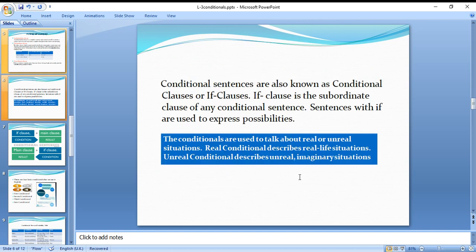Now, conditional sentences are also known as conditional clauses or if clauses. If clause is the subordinate clause of any conditional sentence, as we have seen in the last slide. Sentences with if are used to express possibilities. The conditionals are used to talk about real or unreal situations, circumstances. Real conditional describes real life situations. Unreal conditional describes unreal and imaginary situations.